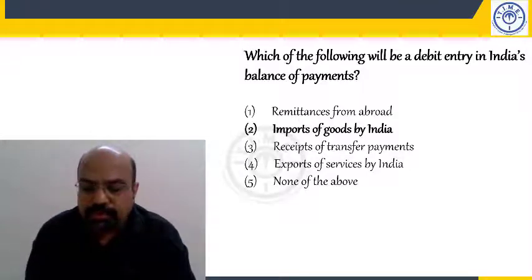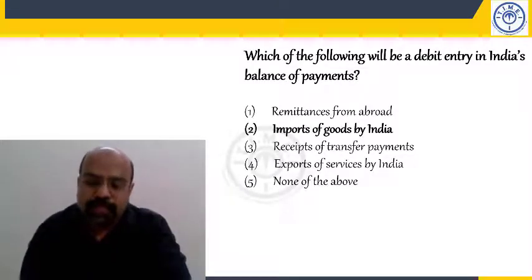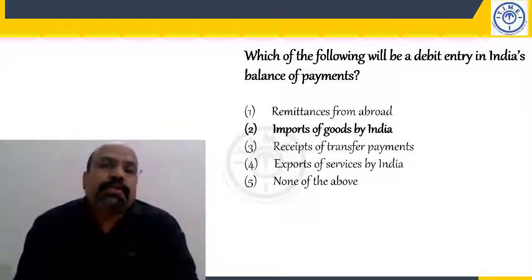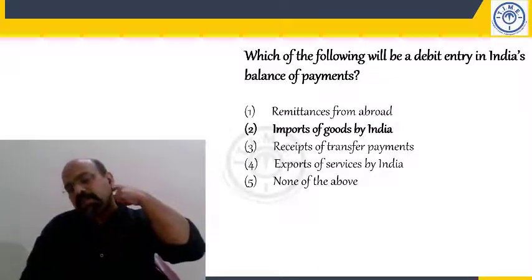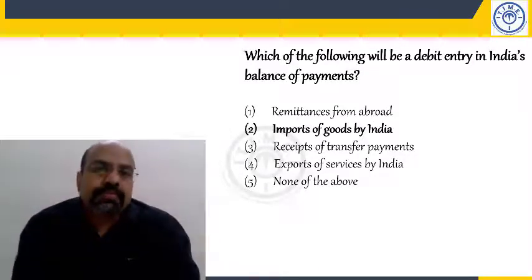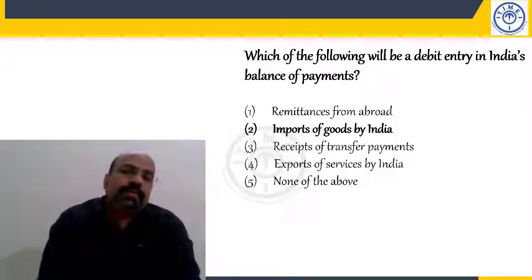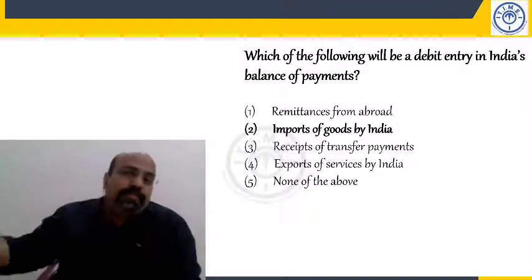Remittances, the money that comes home. Remittances, the word is written in choice one, see. Next, external commercial borrowings of Indian companies: the money borrowed, the loans taken by Indian companies from abroad.